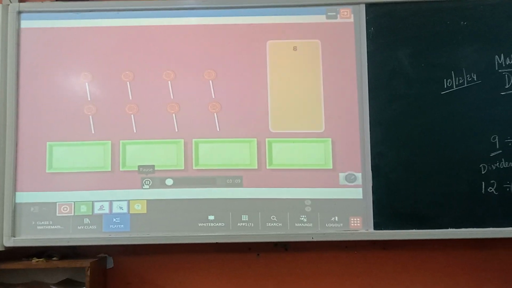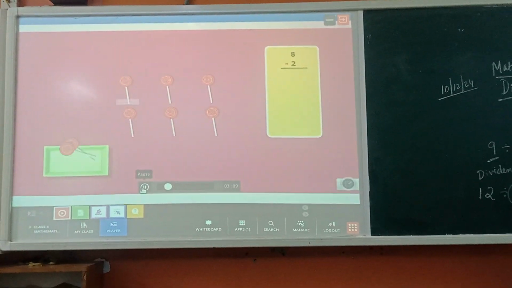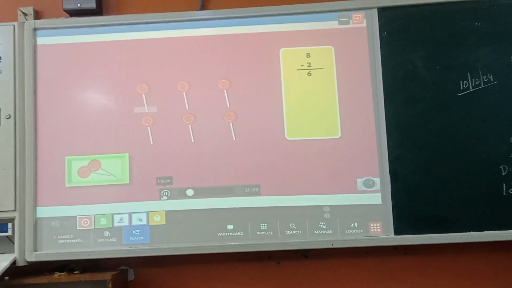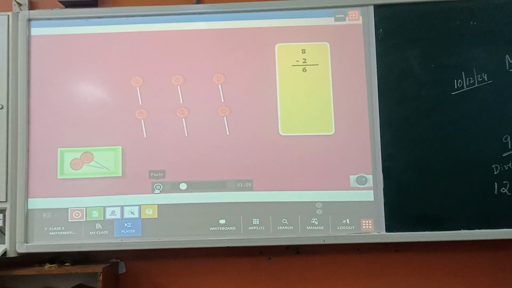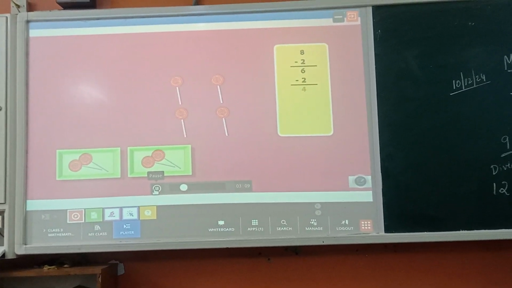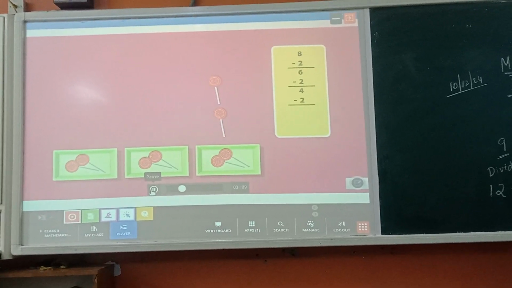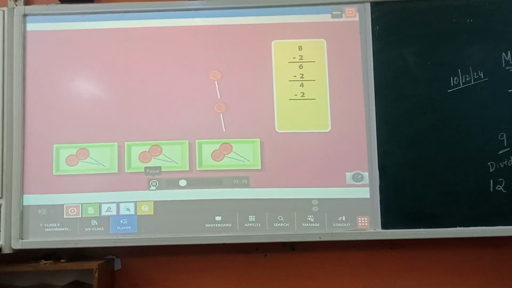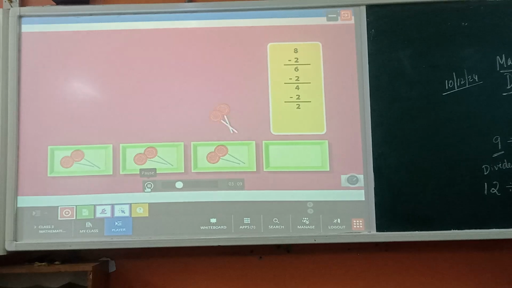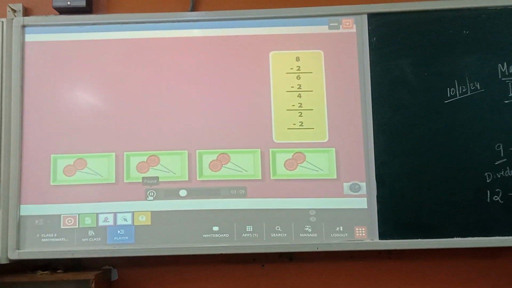I have these 8 candies here. I take 2 candies and put them in this box. So, 6 candies are left on the table. Again I take 2 more and put them in another box. Now there are 4 candies left. Now I put 2 candies in another box. There are 2 candies left on the table. And here are the last 2 candies. I put these two in a box.